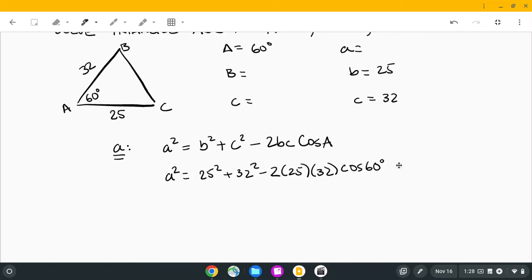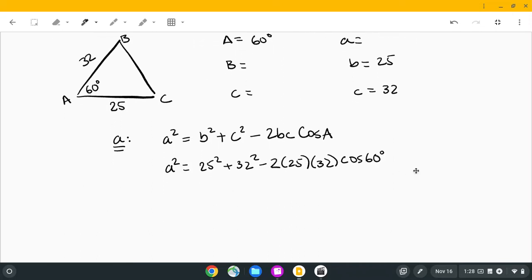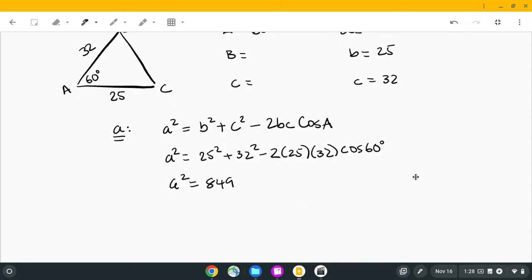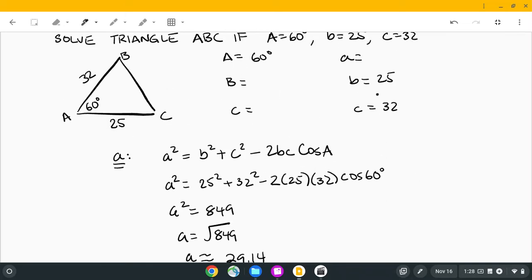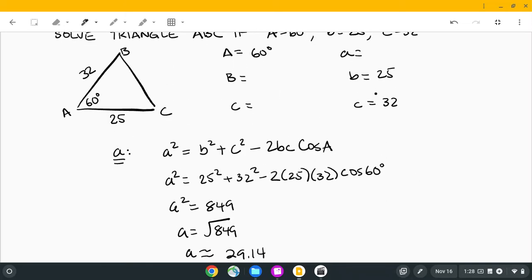All right, so punch that all into your calculator. Make sure you're in the correct mode. And you should get a squared equals 849. And then take the square root. So square root of 849, you get roughly 29.14. Okay, so here we're dealing with 2 significant digits, so this will round to 29.